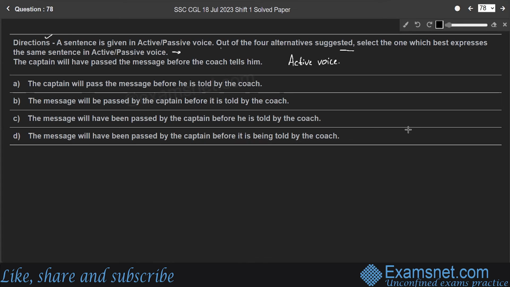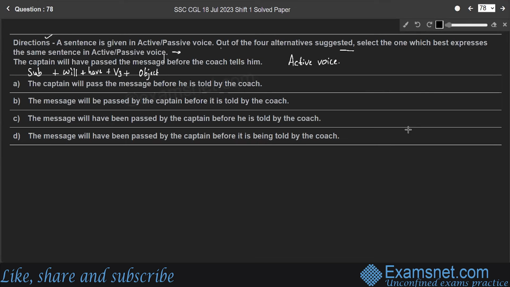Right? So the format of the sentence: the subject is the captain, then will have, so future perfect tense, then will have passed, the V3 form of the verb, plus the message, which is the object. Subject plus will plus have plus third form of the verb plus object, then the message before the coach tells him.